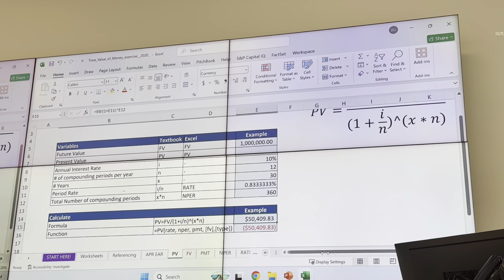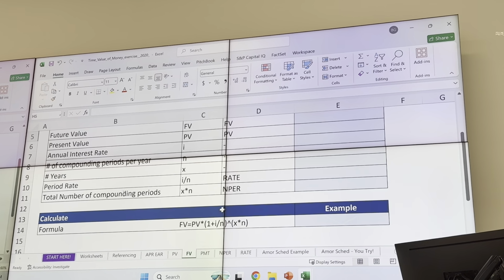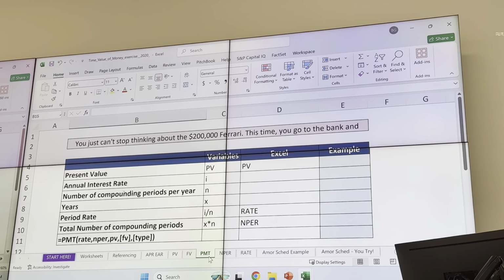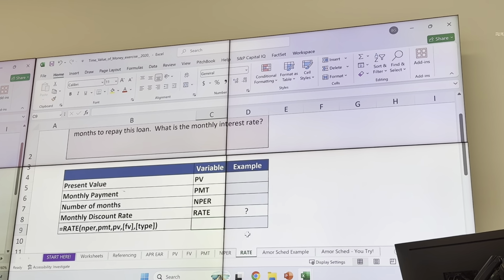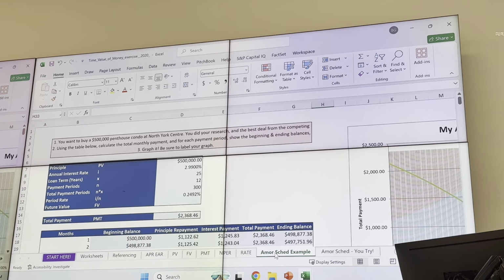So for this template, the rest of them is your exercise. Do it at home because they follow the same structure. Do you see it's the same? Payment, same, N per, and rate. These all follow the same structure. We will move to the amortization table.